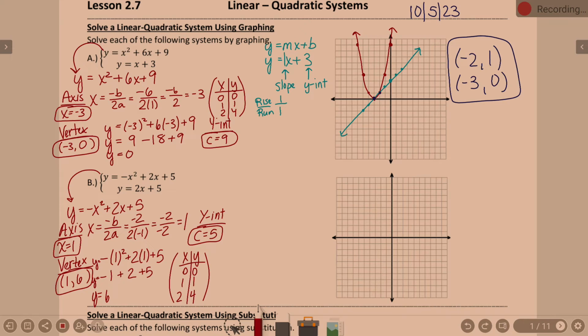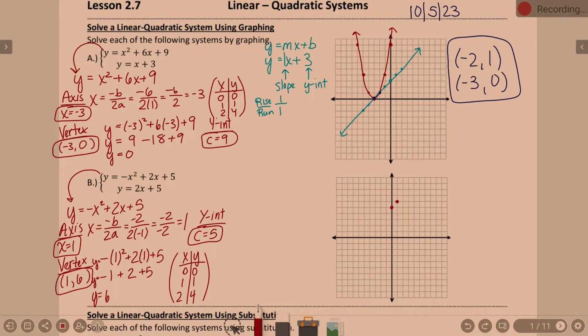Okay. Axis of symmetry, x equals 1. That's my centering point, my centering line. Vertex is 1, 6. So right 1, up 6. Y-intercept is 5.